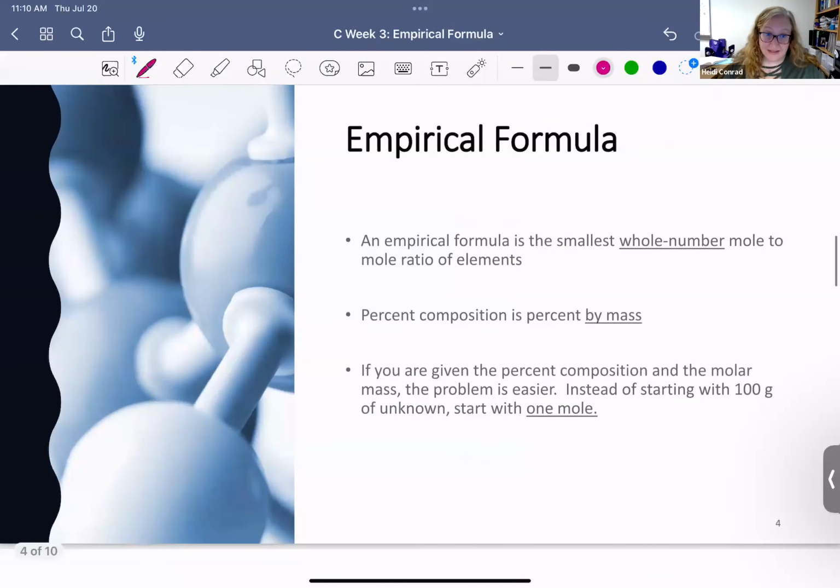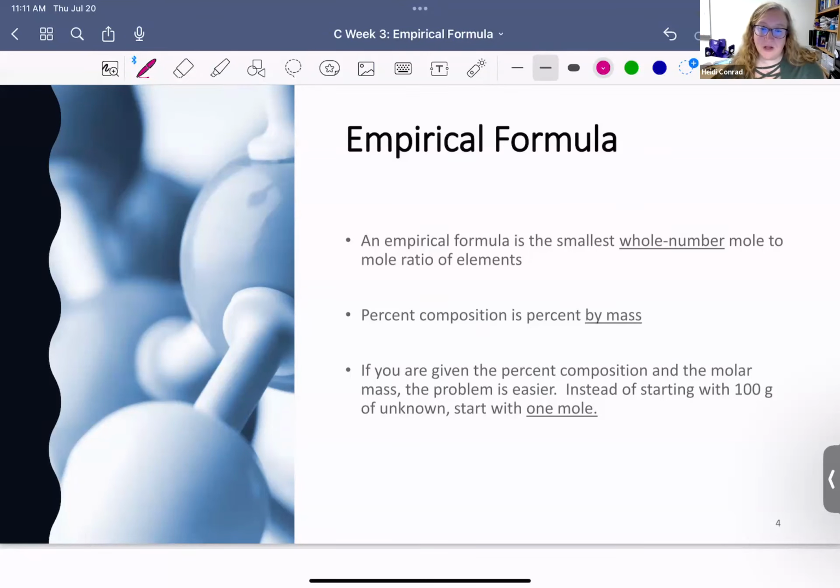So empirical formula, again, is the smallest whole number multiple ratio of the elements. Now, we're going to use percent composition. Normally in a regular semester, we learn percent composition right before we learn empirical formula. Percent composition is a percent by mass: how much of something do I have compared to the total mass of the sample? If I am given the percent composition and the molar mass of the compound, the problem is actually easier.